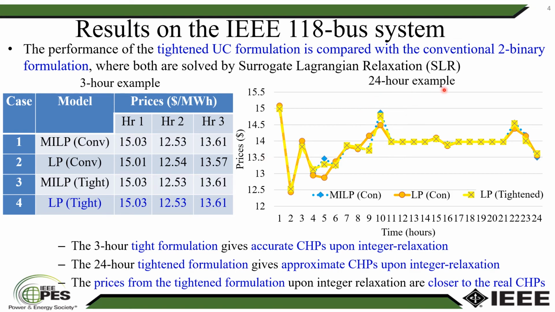Moving to our larger 24-hour example, as you can see on the figure on the right, the blue markers represent the MILP conventional prices. The orange markers show the prices from the LP conventional, and yellow markers show the prices from the LP tightened. If you notice, the yellow markers closely follow the blue markers, but the orange markers do not follow the blue markers that closely. This shows that for the 24-hour case, our tightened formulation can give us approximate convex hull prices upon integer relaxation.